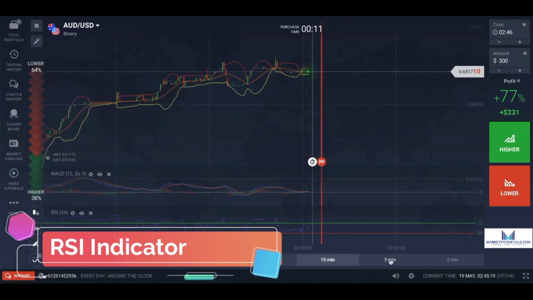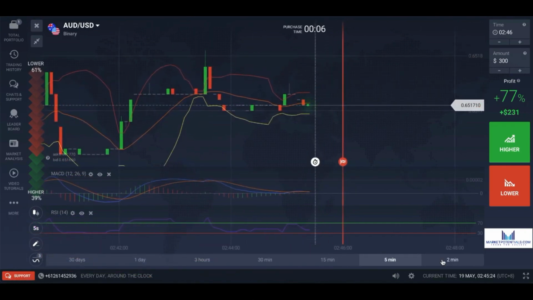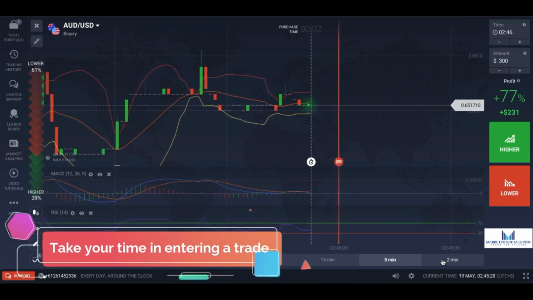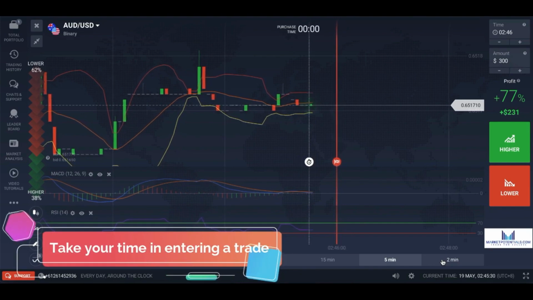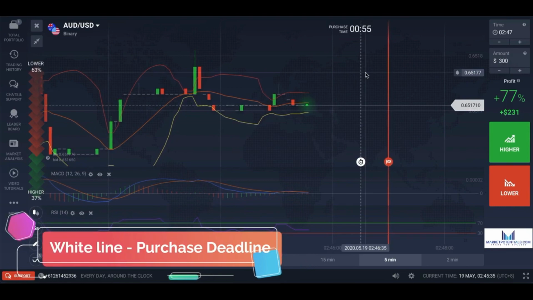Now that I am fully set up for the trade, guys, I would probably sit this one out, so not to worry about that. Okay, so basically the white line here, that you see counting down, flashing earlier, is basically the purchase deadline.